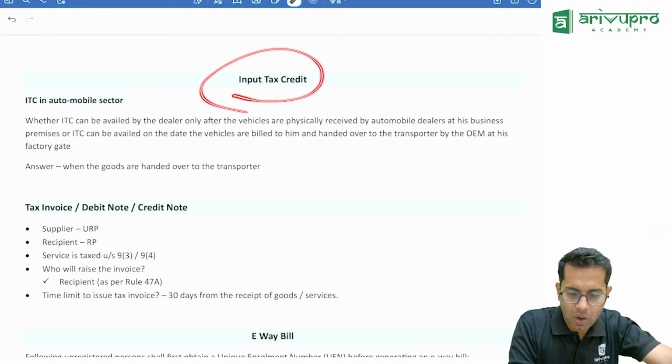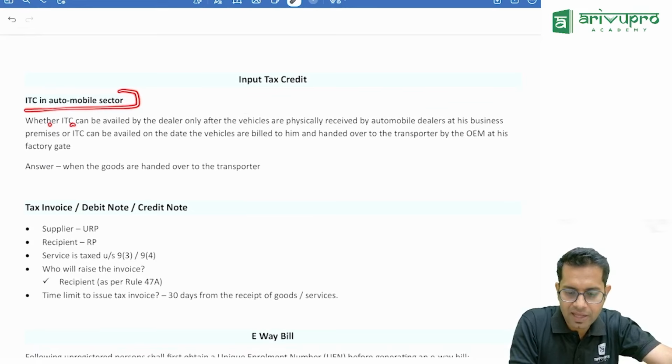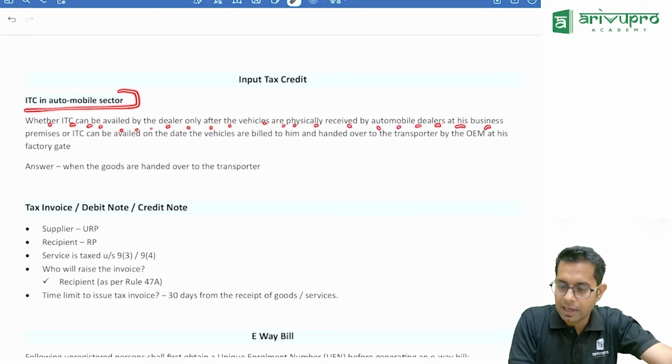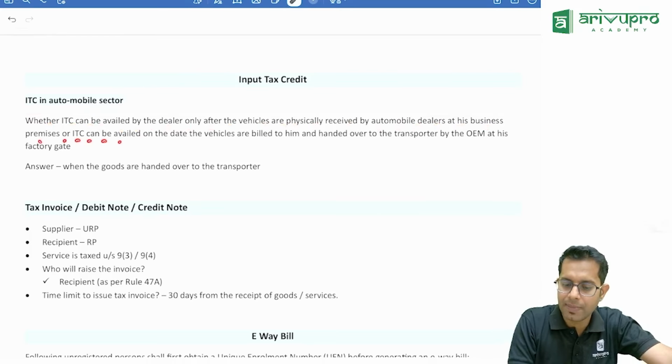Input tax credit, ITC on the automobile sector. Whether ITC can be availed by the dealer only after the vehicles are physically received by the automobile dealer at his business premises, or ITC can be availed on the date when the vehicle is billed to him and handed over for transportation.